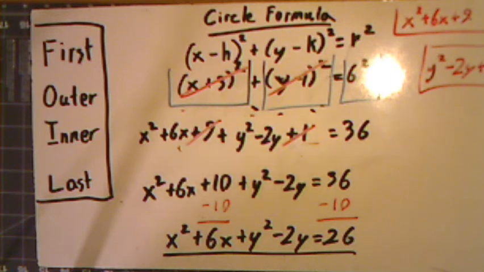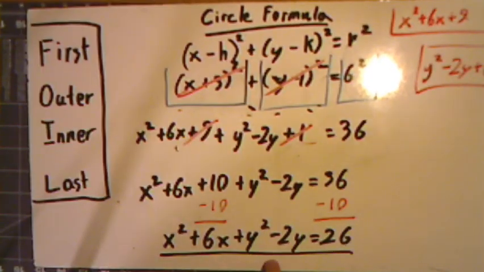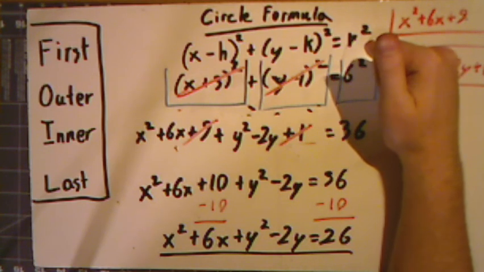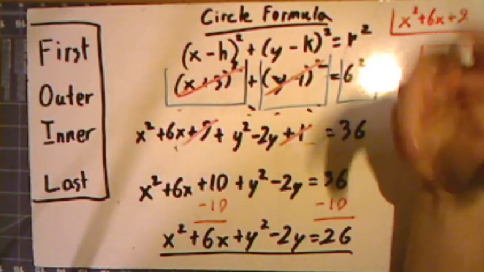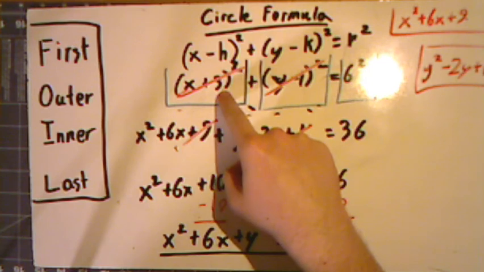Hopefully that has been helpful in looking into how FOIL works and how we multiply these binomials. Tomorrow we will be looking into how to go backwards. So from an equation like this, in fact we'll be using this equation, into an equation that looks like our circle formula. Because backwards is a little bit different because we have to find the values we're looking for. We can't just use what's given.